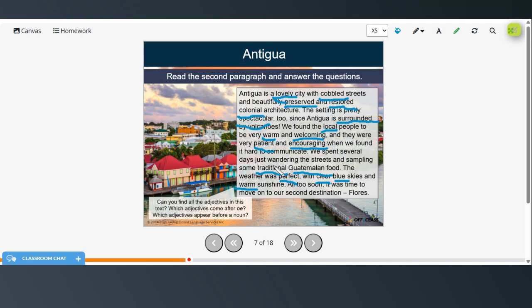And then let's see, traditional and Guatemalan are both coming before the noun food. Perfect comes after the to be verb. Clear and blue come before the noun skies. And warm comes before the noun sunshine. And then second is actually an adjective describing the noun destination.